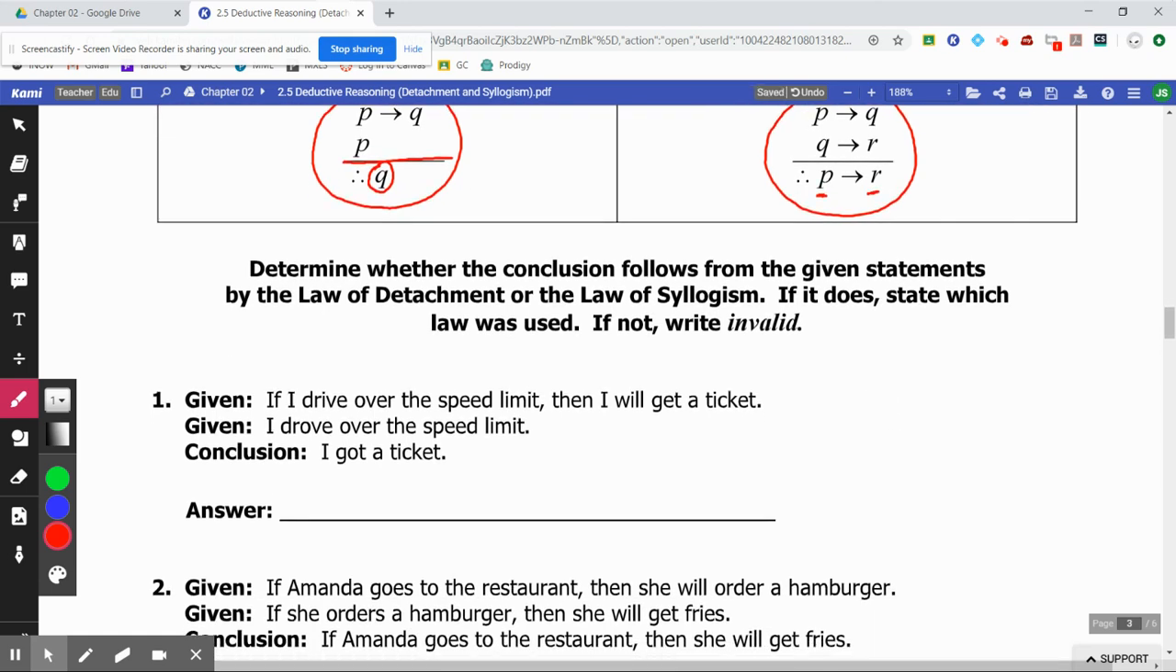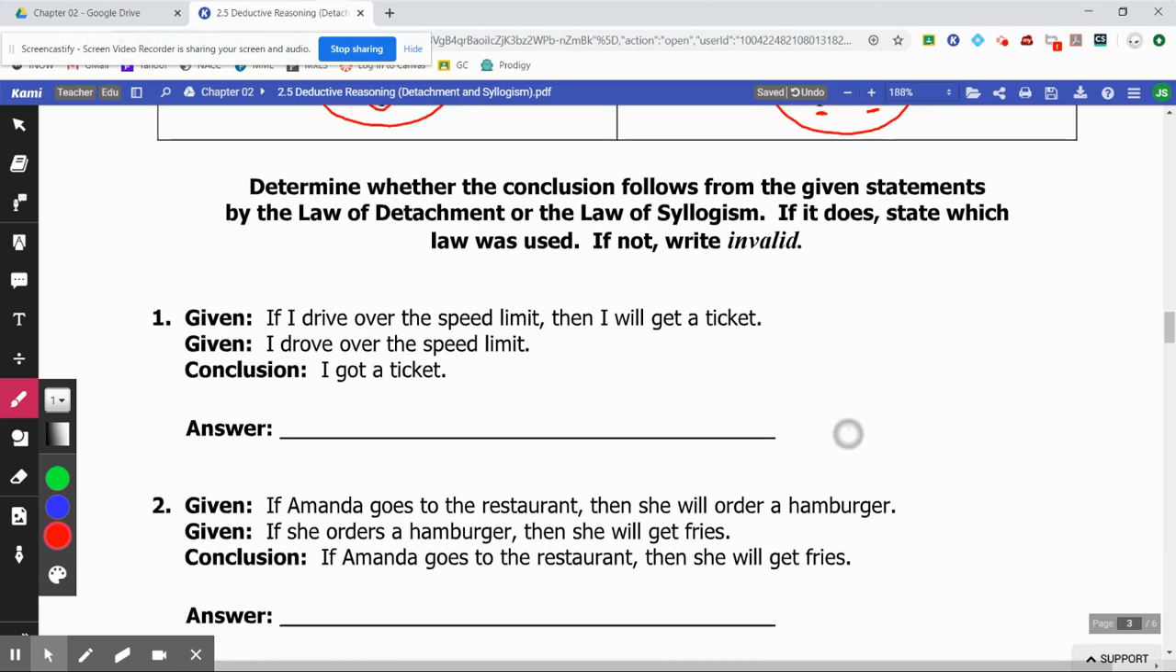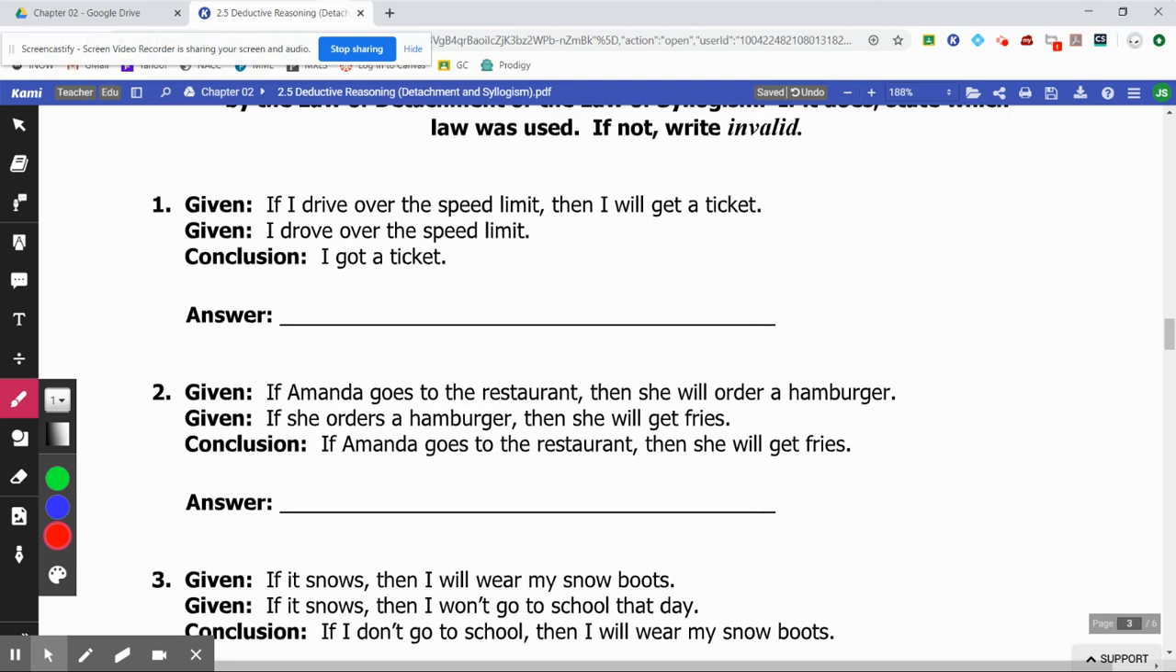It says determine whether the conclusion follows from the given statements by the law of detachment or the law of syllogism. If it does, state which law is used. If not, write invalid. So the first one: if I drive over the speed limit, then I will get a ticket. So P is if you drive too fast, that will imply that you're getting a ticket.